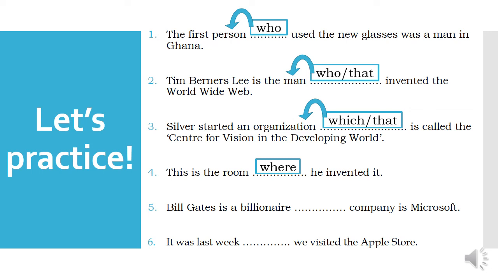And then the next number 5, Bill Gates is a billionaire, blah blah blah, company is Microsoft. Bill Gates adalah seorang milioner yang perusahaannya adalah Microsoft. Di situ ada unsur kepemilikan yang perusahaannya. So, to talk about possession, we use connector whose. Okay.